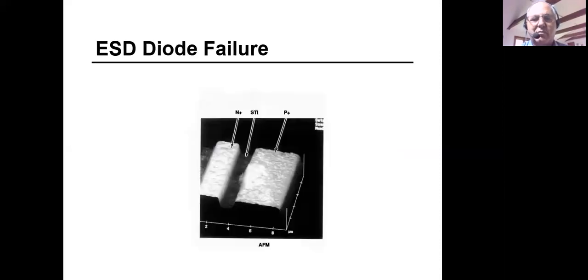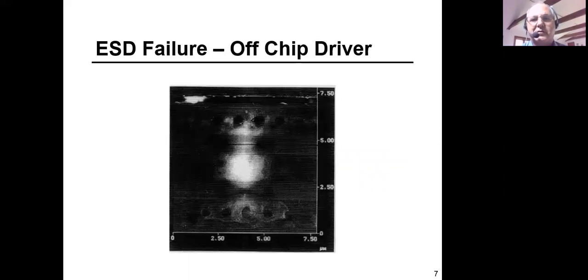Here is an example of an atomic force microscope image of an ESD diode failure. You're looking at a PN diode, using an atomic force microscope, that went under the shallow trench isolation. You could see the molten silicon underneath.